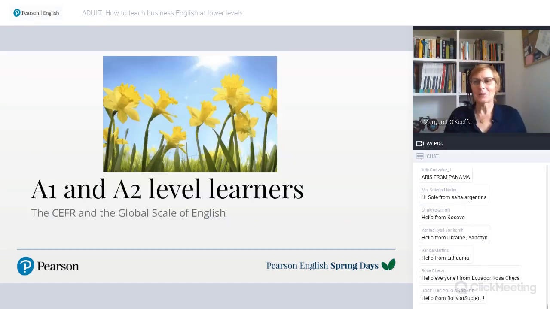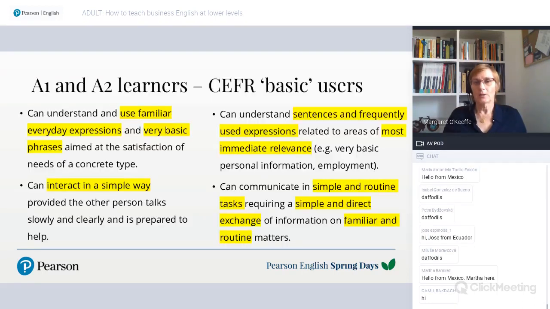So let's start with what A1 and A2 level learners are, by referring to the Common European Framework of Reference for Languages and the Global Scale of English. Now, here's an abbreviation of what's in the Common European Framework. And it describes both A1 and A2 level learners as basic users. That's very, very important to remember. And I've just highlighted a few of the key phrases from this abbreviation.